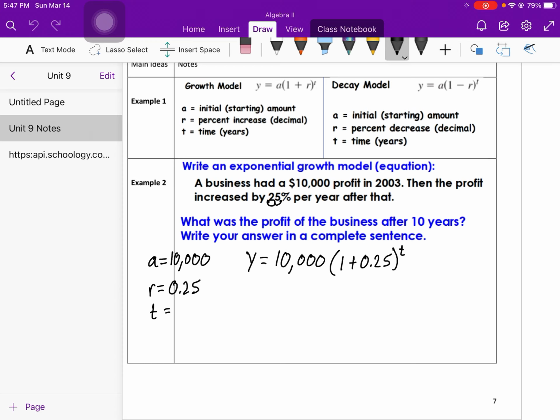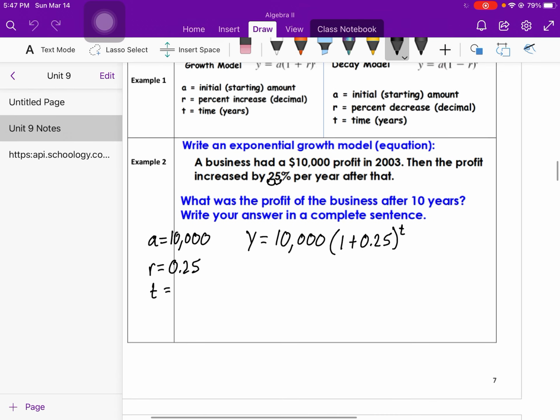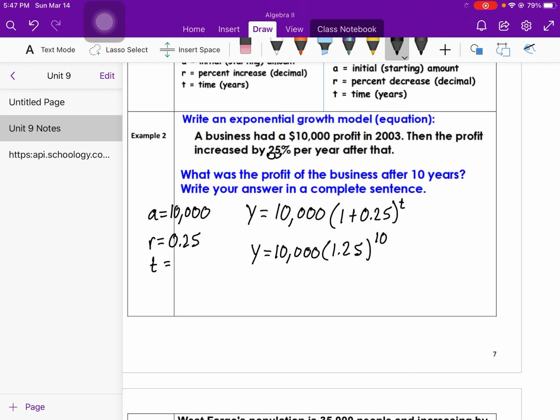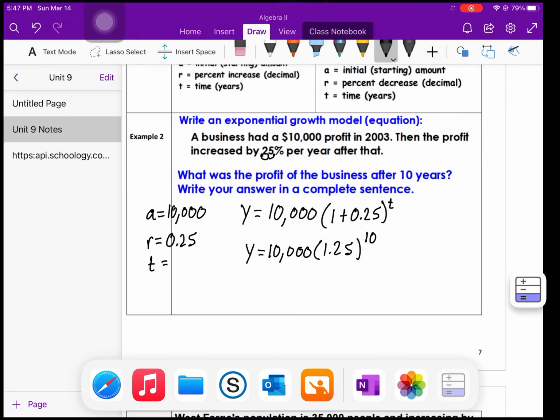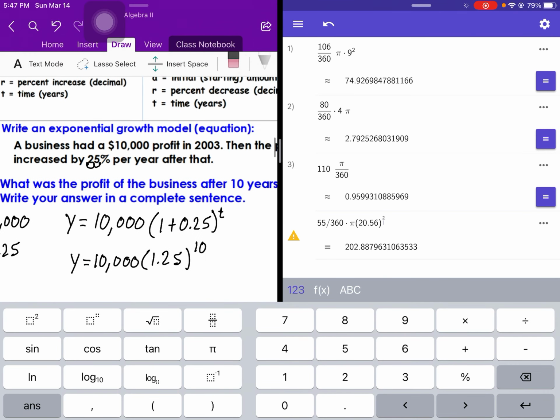So the next question asks us, what was the profit of the business after 10 years? We can skip over the complete sentence part, but we are just going to write this. So it's y equals 10,000, and then you add the 1 plus 0.25, we get 1.25 to the 10th power. Now I'm going to type this in my calculator the first time around, but hopefully once you see it, I can skip that step just to make this a little bit shorter.